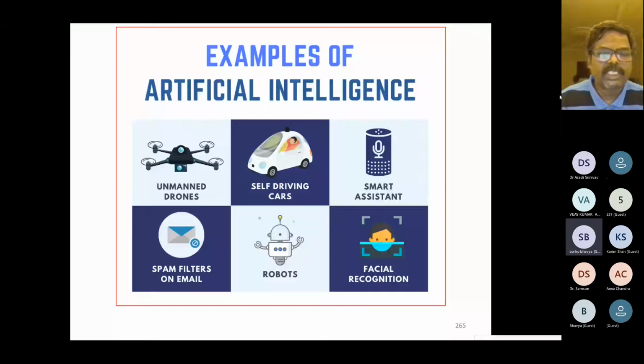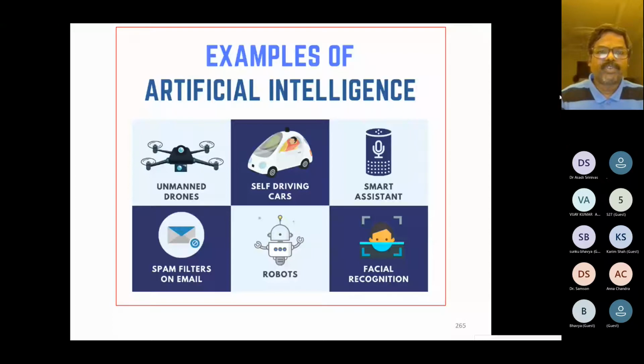These are the examples of artificial intelligence: unmanned drones, self-driving cars, smart assistants, spam filters on email, robots, facial recognition.